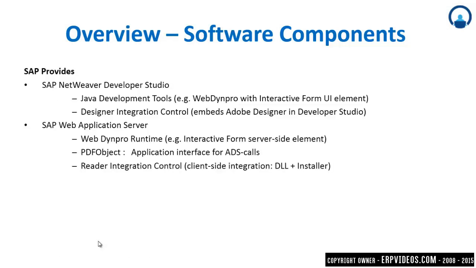Then next we'll see what are the different components provided by SAP. SAP provides SAP NetWeaver Developer Studio, where we have Java development tools and designer integration tools. Then we have the SAP Web Application Server, where we have the protocol in the picture, which will be connected to that SAP application server. Under this application server we have the WebDynPro runtime for Java, then we have a PDF object and we have a reader integration control. So these are some of the components provided by SAP. So these were the software components for Adobe and SAP.